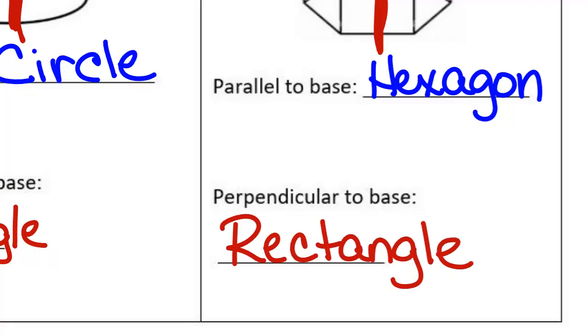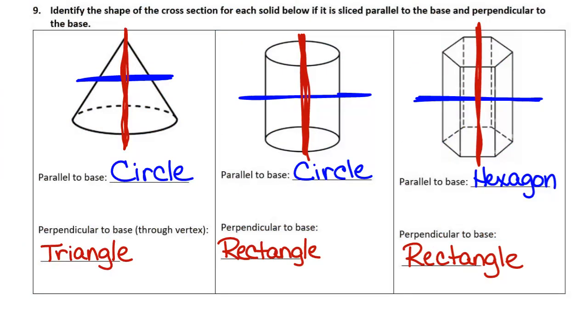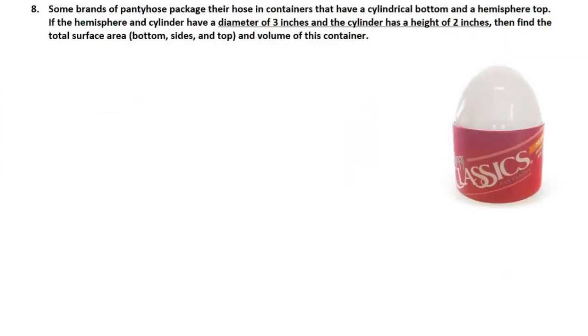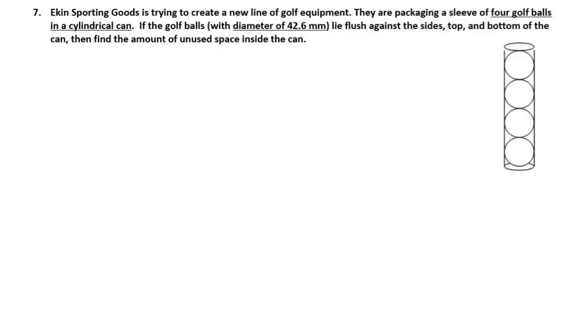All right, the next one I was asked for was number 7. Number 7's on the previous page. It says Eakin Sports Goods is trying to create a new line of golf equipment. They're packaging a sleeve of 4 golf balls in a cylindrical can. If the golf balls with diameter 42.6 millimeters lie flush against the sides, top, and bottom of the can, then find the amount of unused space inside the can.